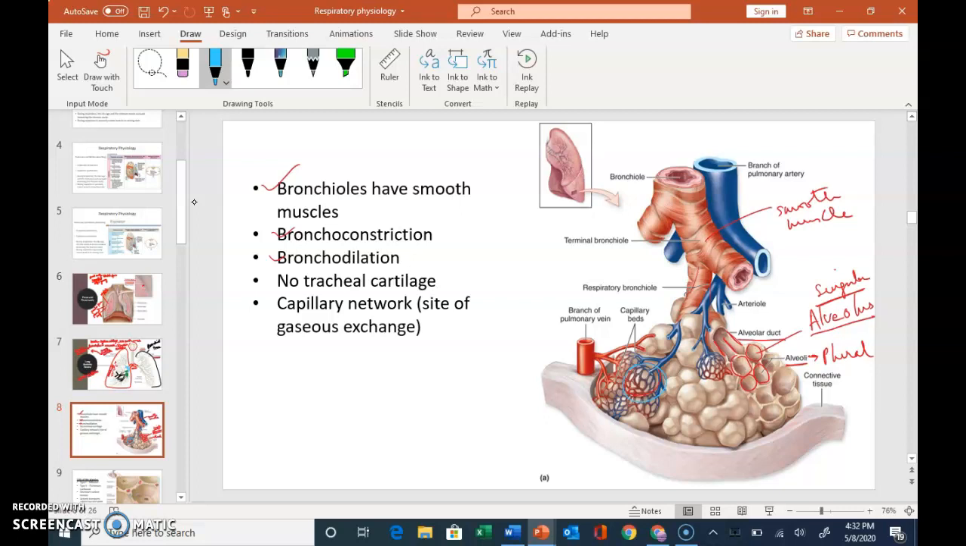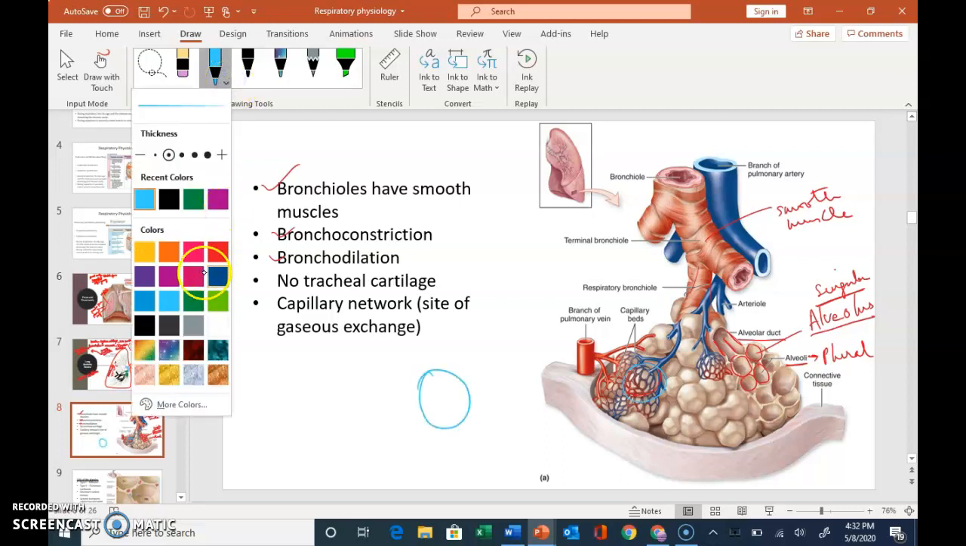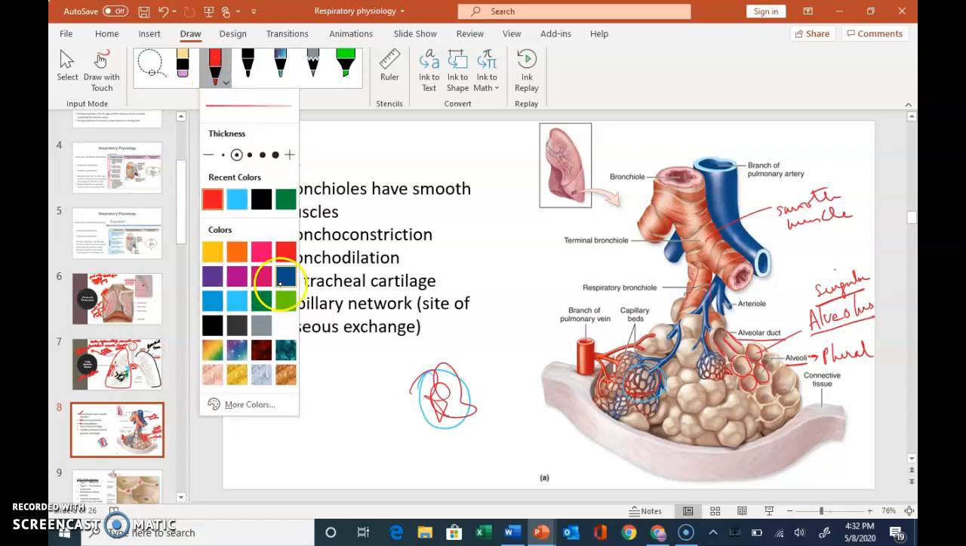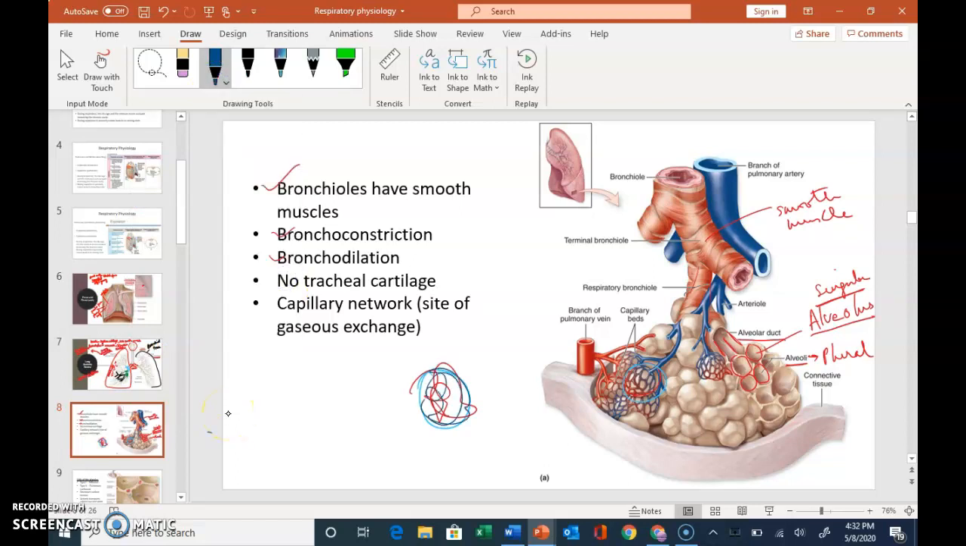Because gas exchange that we will talk about takes place at this place. So we have this alveolus surrounded by this capillary network, and it is here that we will have gas exchange. Remember, we have not talked about gas exchange yet. We just looked into ventilation.